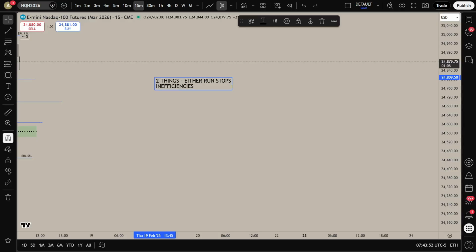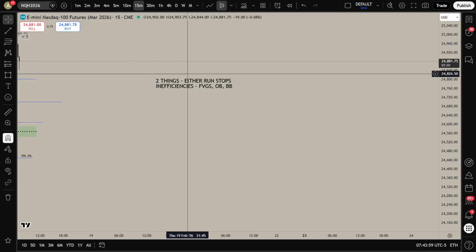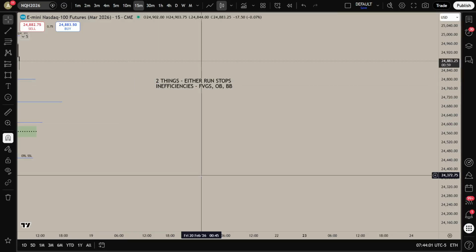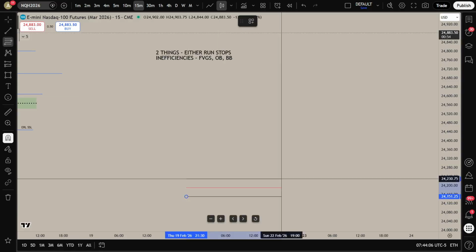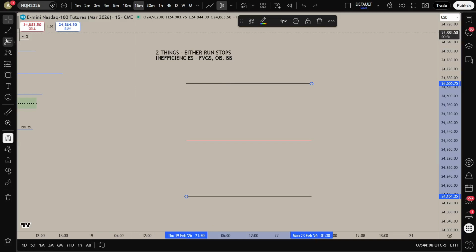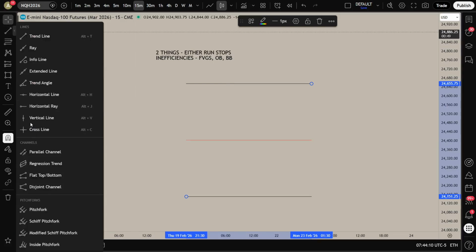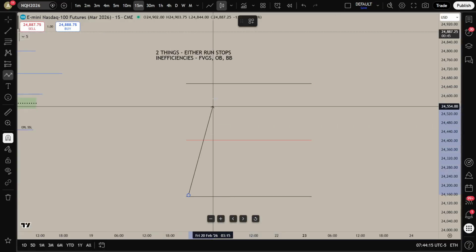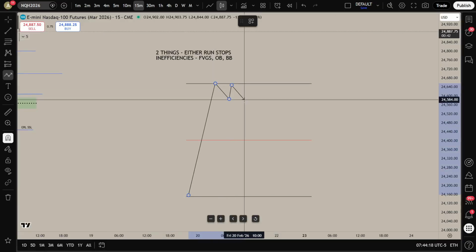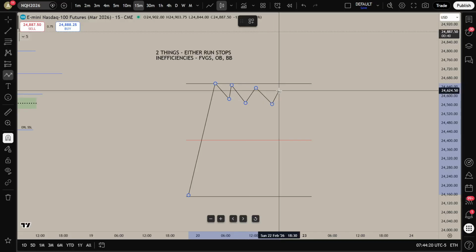Fair value gaps, order blocks, breaker blocks. People might tell you that only an FVG is an inefficiency. I don't consider that, because what I consider an inefficiency is rebalancing of a price range, right? For example, if this is a dealing range, let's consider that we have rallied all through the previous day and now we have been consolidating throughout London, right? And now it is New York AM. What do you expect the price to do?